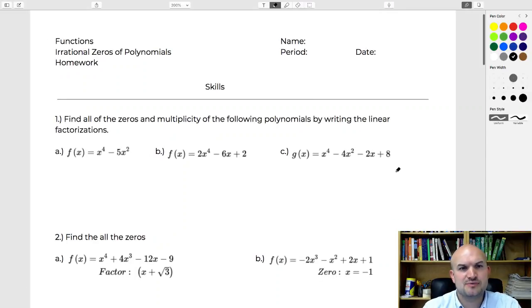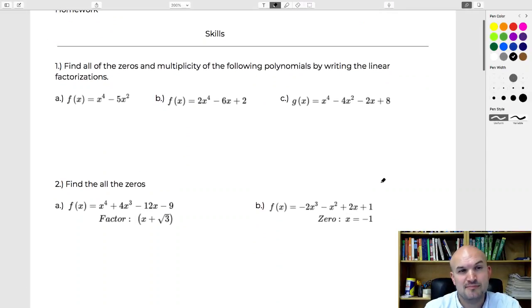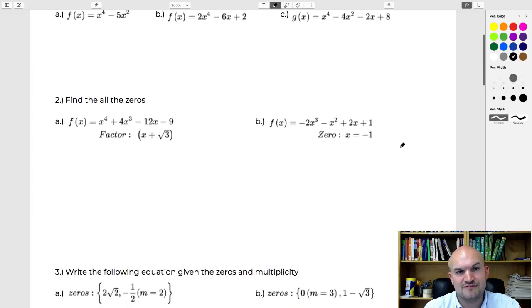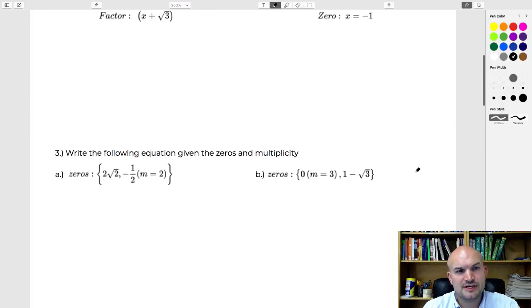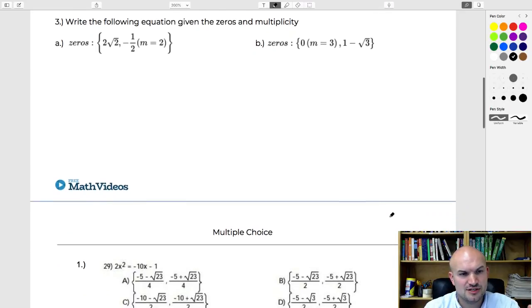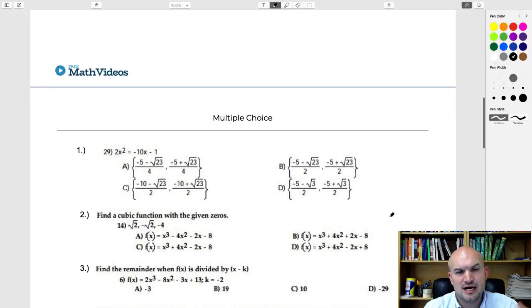So what you can see here is we're just going to work on finding the zeros, focusing on irrational zeros, but finding the zeros by factoring. We're going to look at finding all of the zeros when given a factor or when given a zero. We'll look into finding the zeros, writing the equation when given the zeros. And then also, last but not least, we'll look into some multiple choice questions.